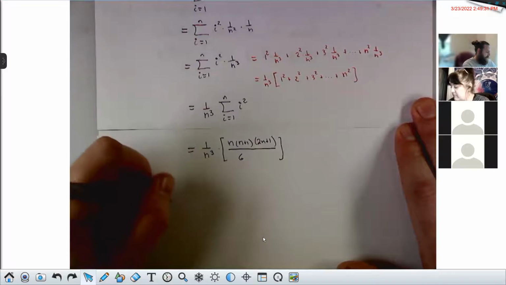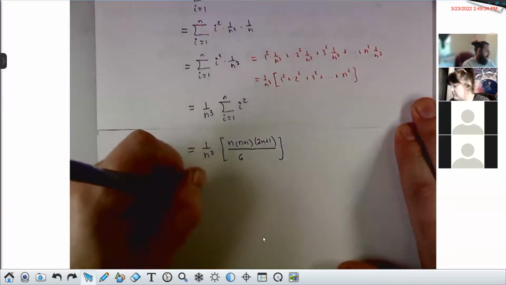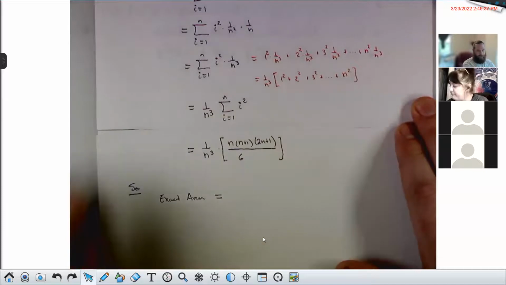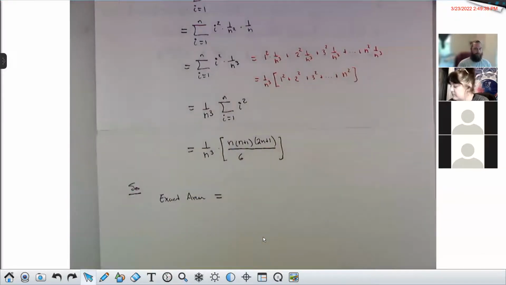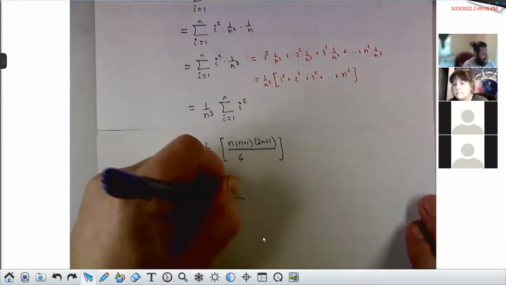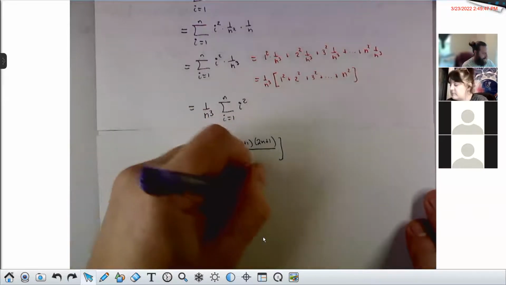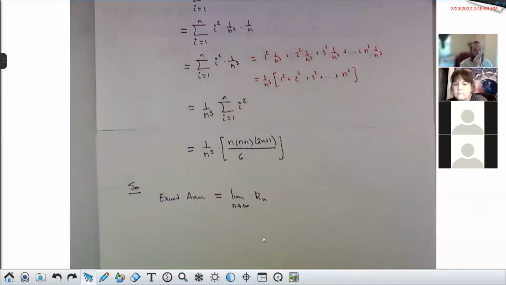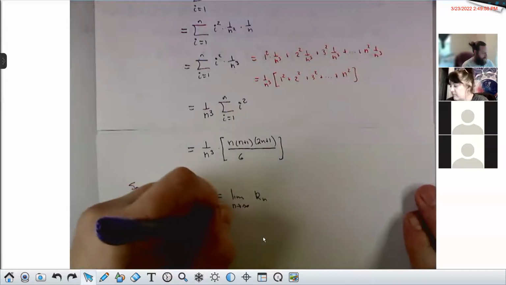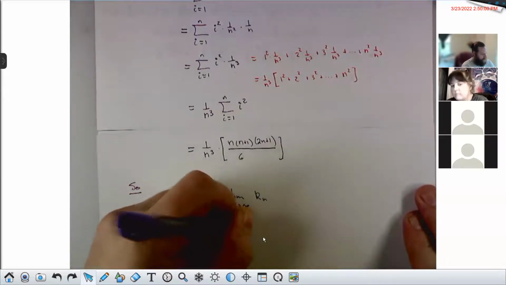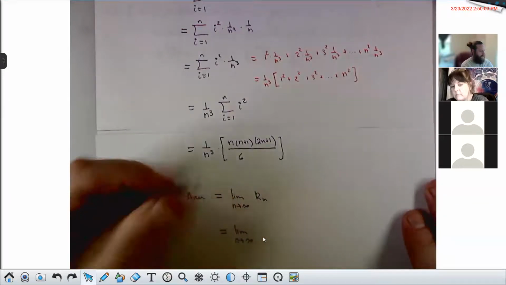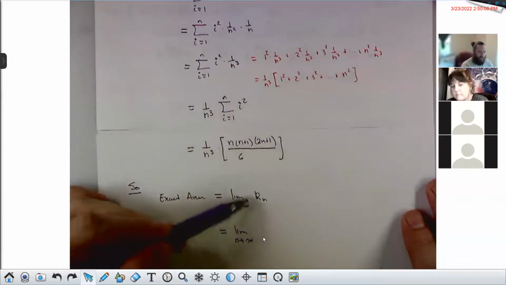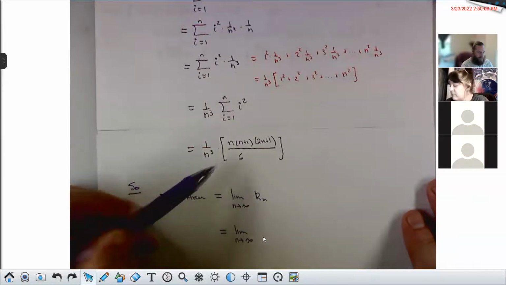So the exact area is going to be what I get by taking the limit as n goes to infinity in Rn. Right, it's the infinite rectangle approximation. Infinitely many rectangles means we're going to get the exact area. And then the formula for Rn is this.